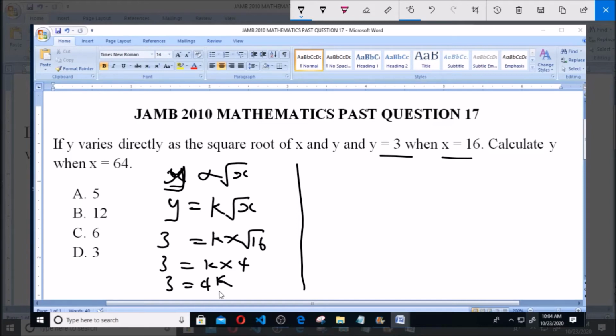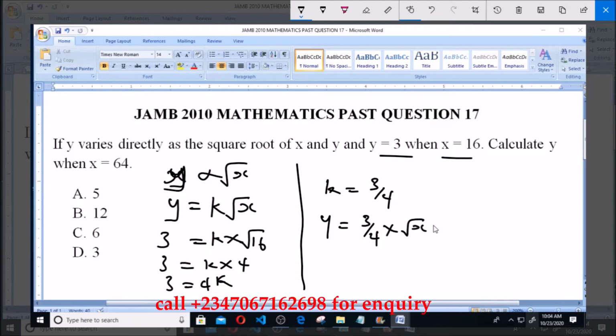Dividing both sides by 4, which is the coefficient of k, we have that k is equal to 3 over 4. So the constant is 3 over 4, and therefore the equation connecting them is that y is equal to 3 over 4 multiplied by root x. Now we are asked that when x is equal to 64, we should find y.